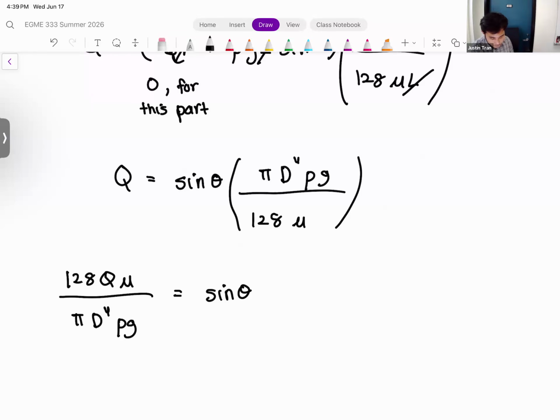We have everything we need to plug in on the left side of this equation because we have the flow rate, we're given the viscosity, we know the diameter, and we know the density of the flow, as well as gravity and pi and 128, of course. So we have everything there, and so theta here is just going to be the arc sine of everything on that side. So we take the sine inverse, or arc sine, of both sides.